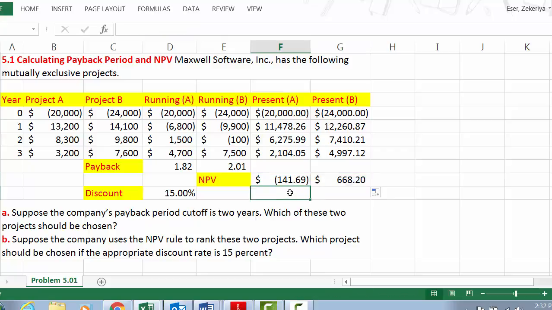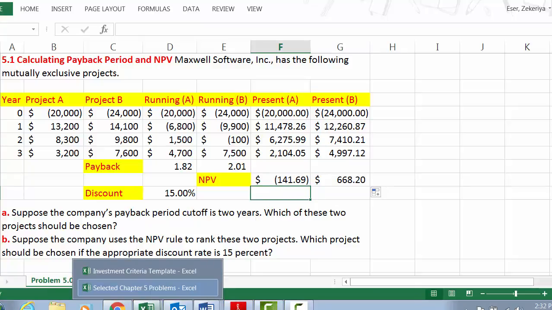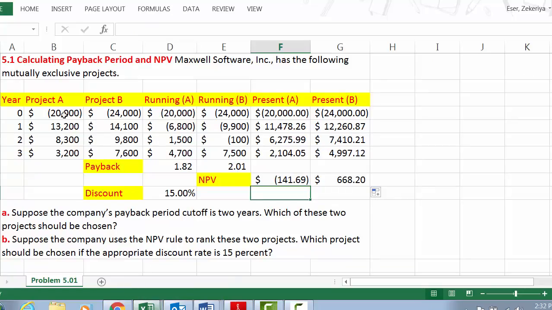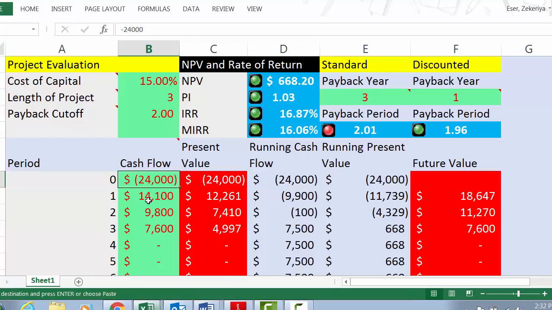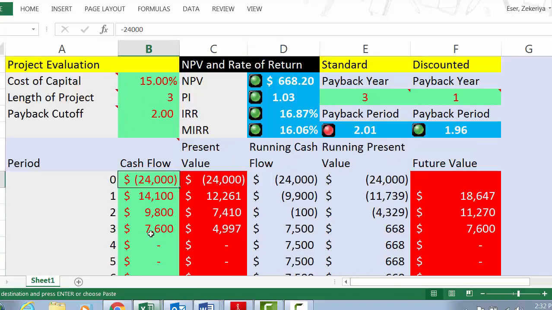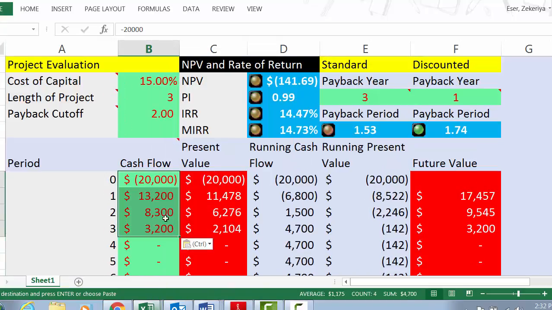I have produced a template to make these calculations. I'm going to add this as an attachment. Let's first copy the project A cash flows. This template allows you cash flows up to 100 periods. And let's paste those values. The cells that have a green background mean they are inputs because you have green light to enter.